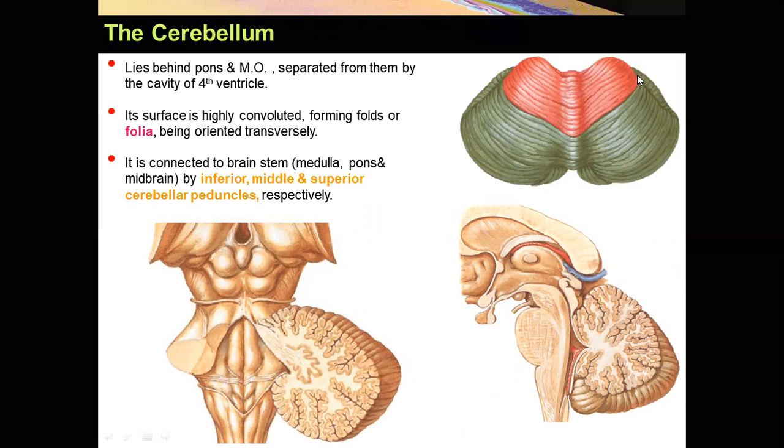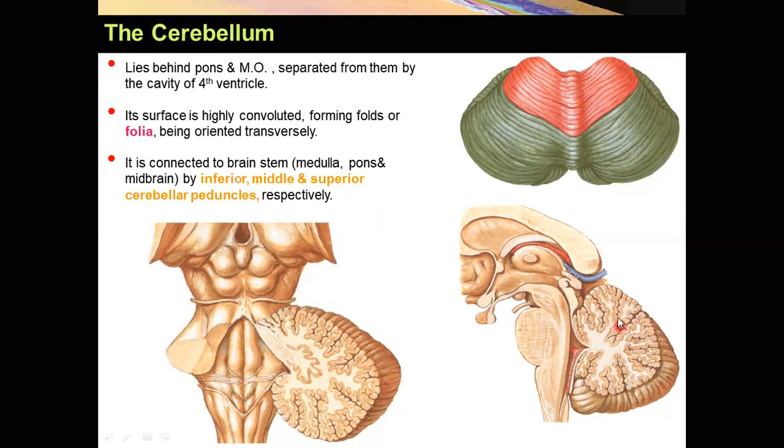Okay, now if you look at the location of the cerebellum in the hindbrain, the cerebellum is located behind the pons and the medulla oblongata, and it is separated from the pons and the medulla by the fourth ventricle. This is the fourth ventricle. And if you look at the surface of the cerebellum, as you see, it is highly convoluted, forming folds called folia, and they are oriented horizontally or transversely.